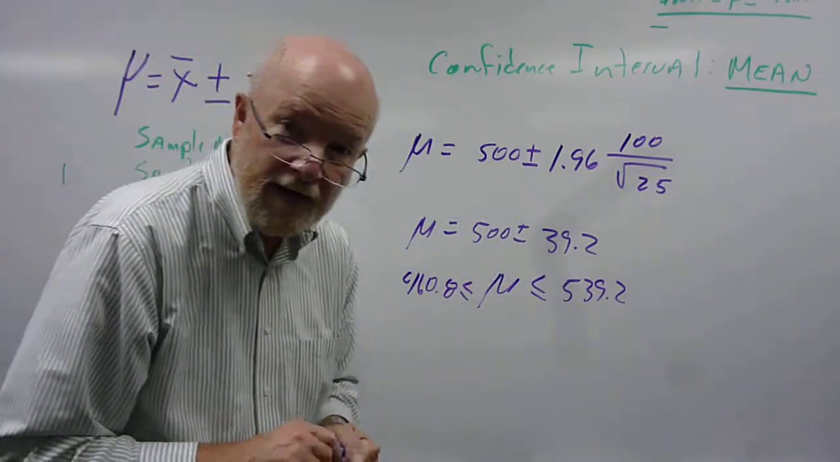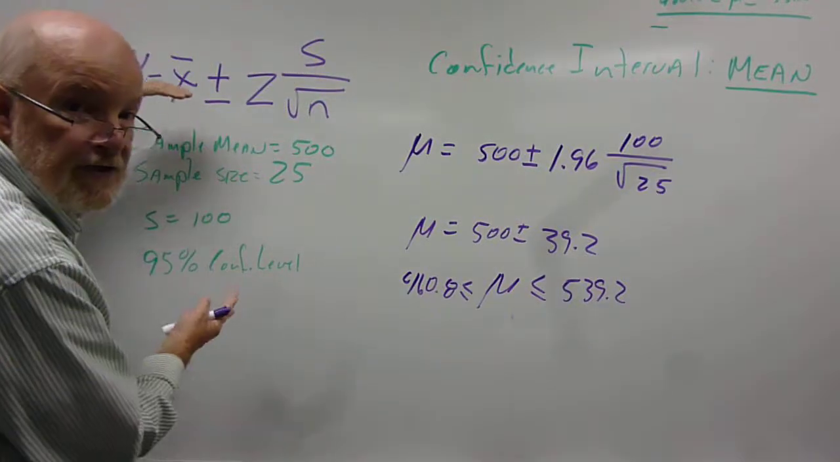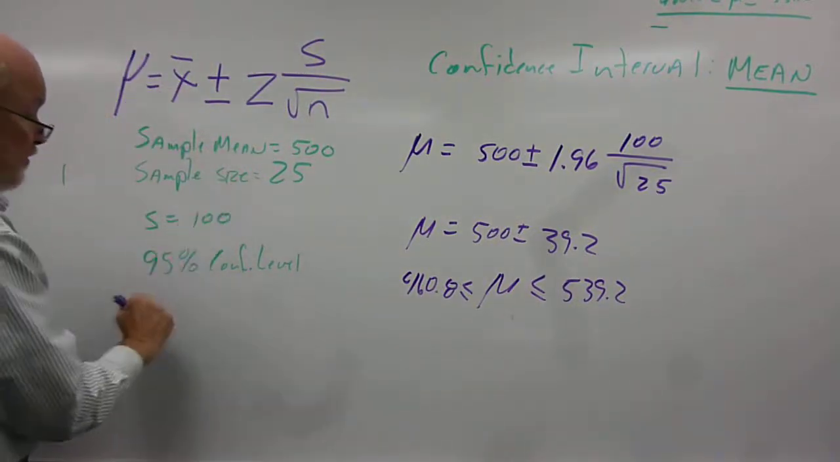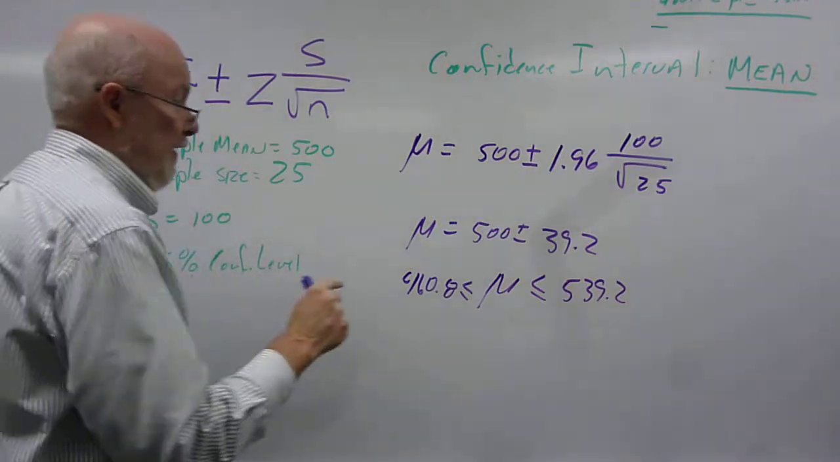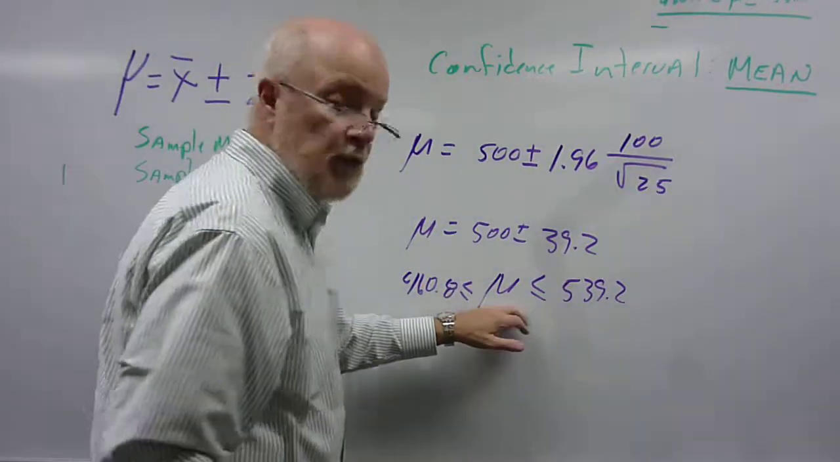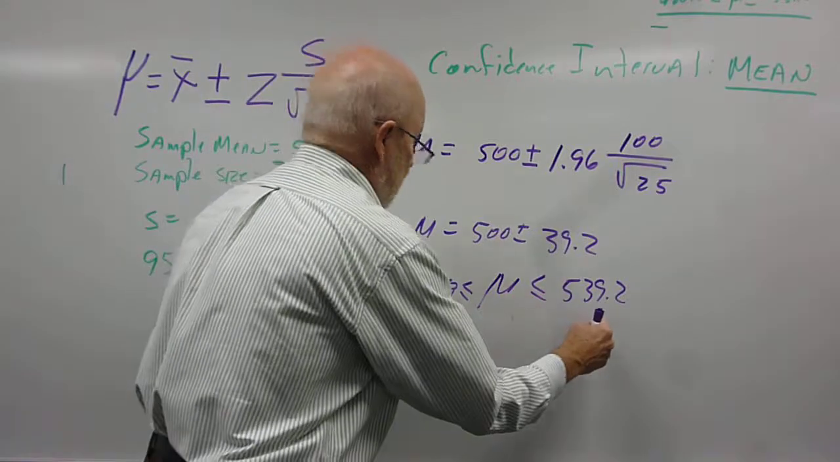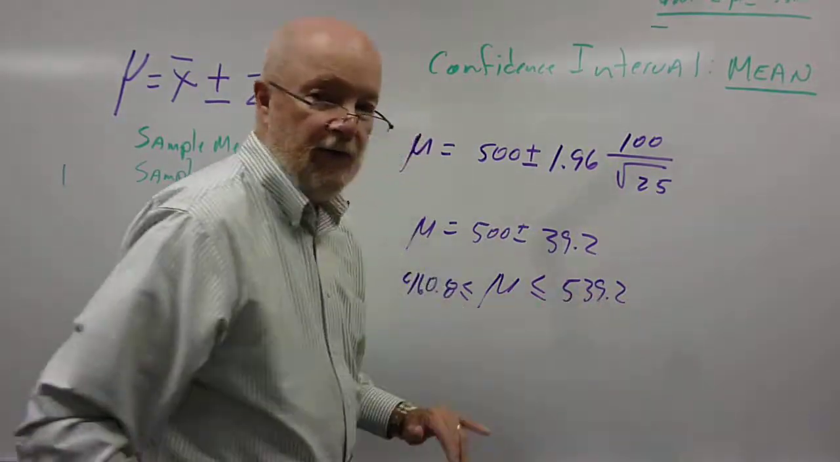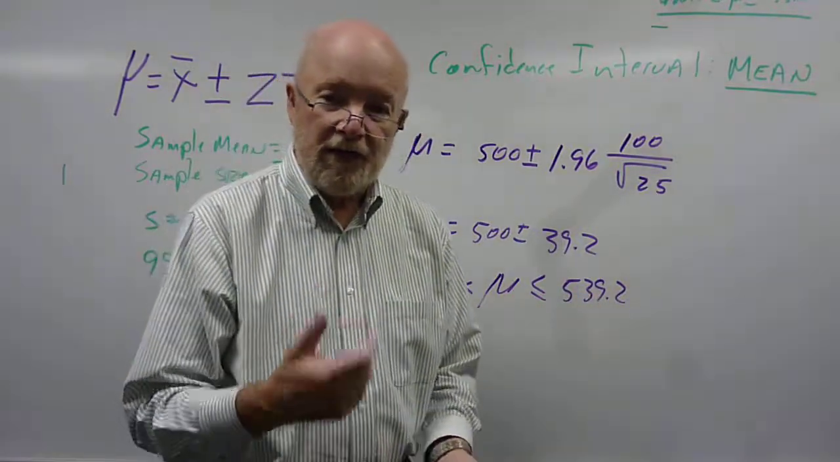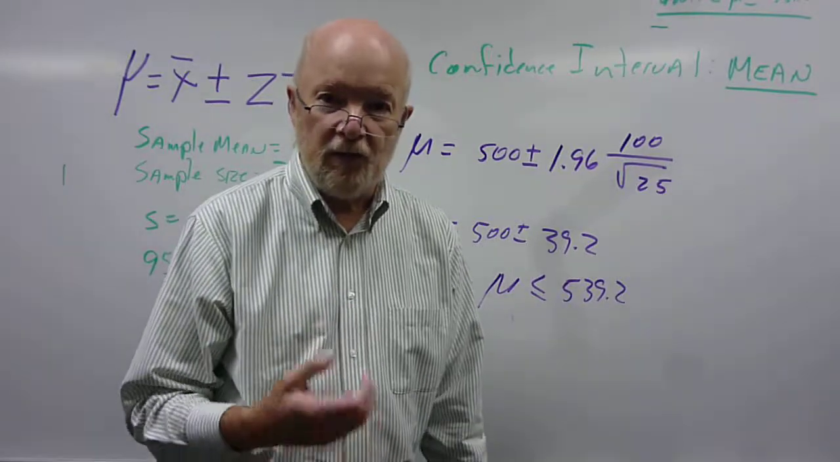What we can say is that, based on this data, we are 95% confident that the mean, the population mean, which we seldom know, is somewhere between 460.8 and 539.2. That's the calculation for the confidence interval of a mean.